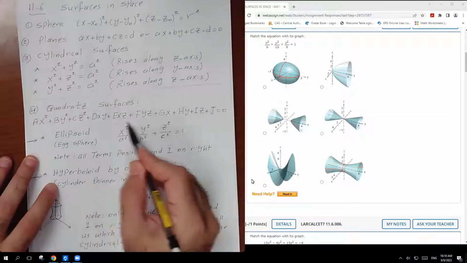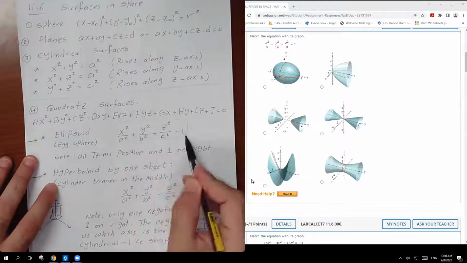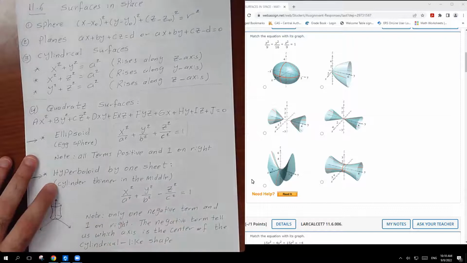So here's the thing. That's what they're going to ask you. They're going to give you an equation like this, and they're going to ask you what kind of shape. It's an ellipsoid, okay? All terms positive, and 1 on this side.